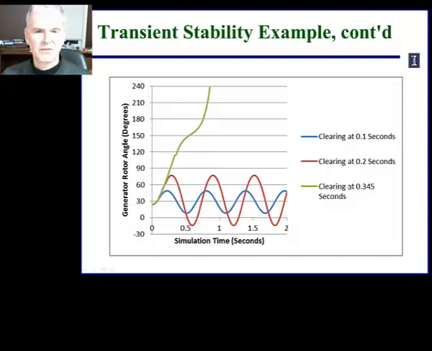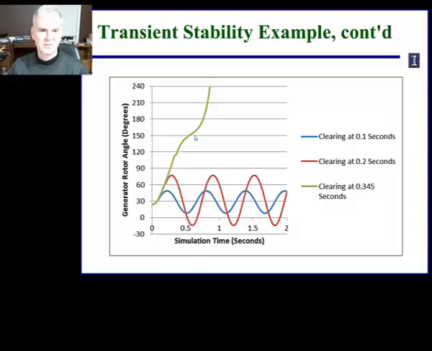If we delay the clearing until 0.345 seconds, it turns out that the generator loses synchronism and delta starts to increase. That would be what we call the critical clearing time for this system. As long as this fault is cleared within about 0.34 seconds, the system will stay stable. Anything longer and our generator loses synchronism. So that's one of the problems that transient stability can tell us: how fast do we have to clear these faults to keep the system in synchronism.